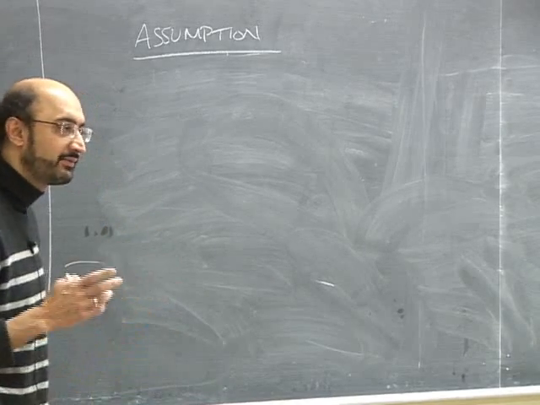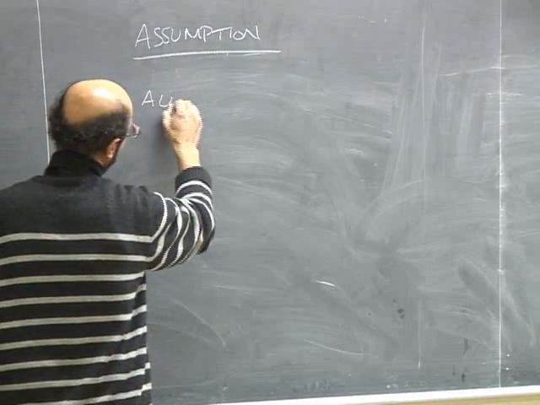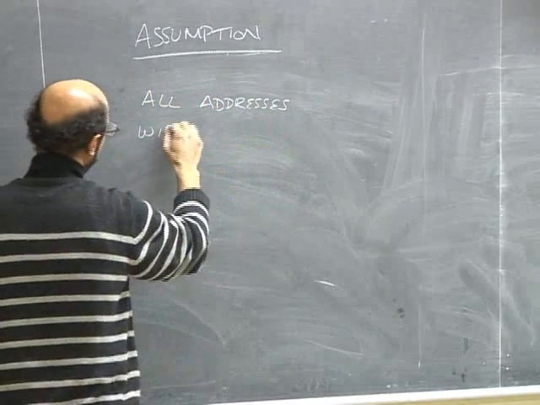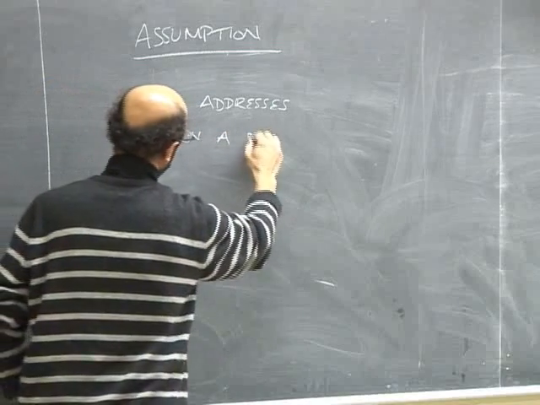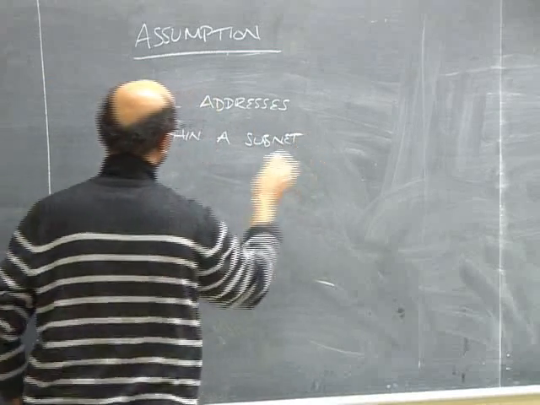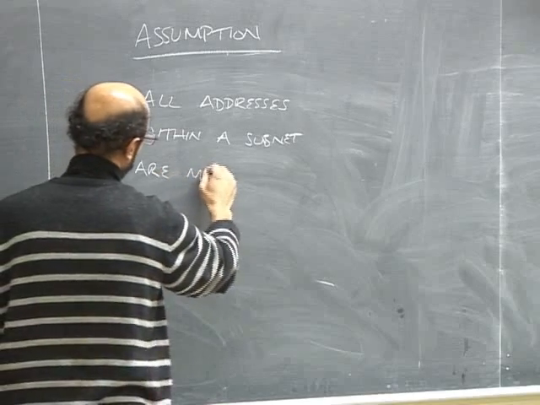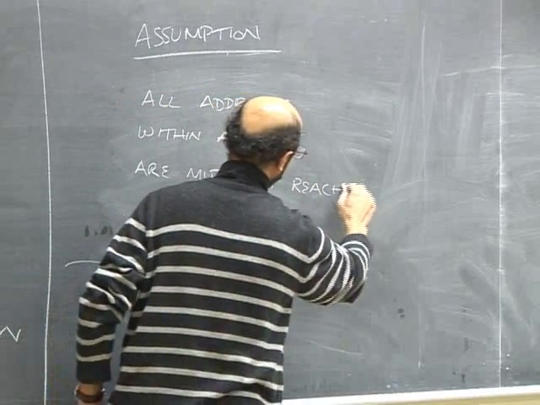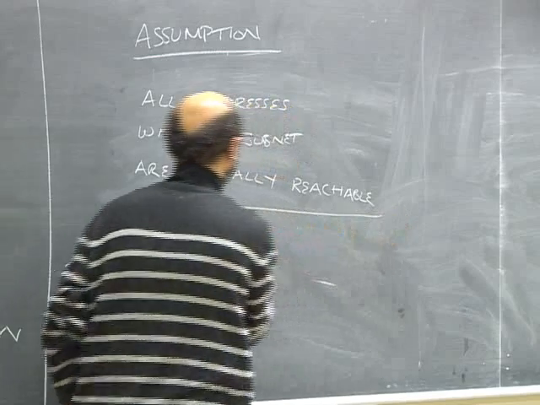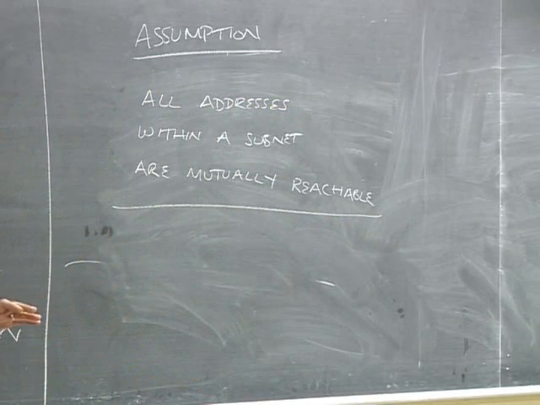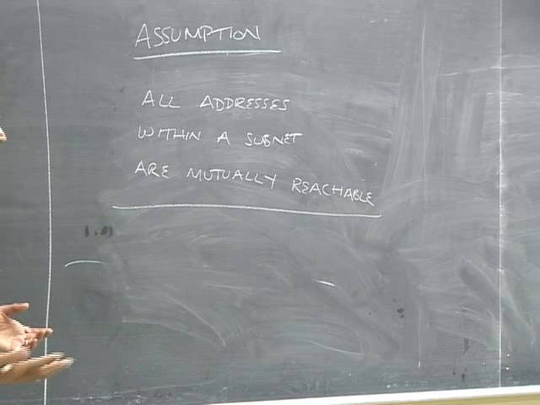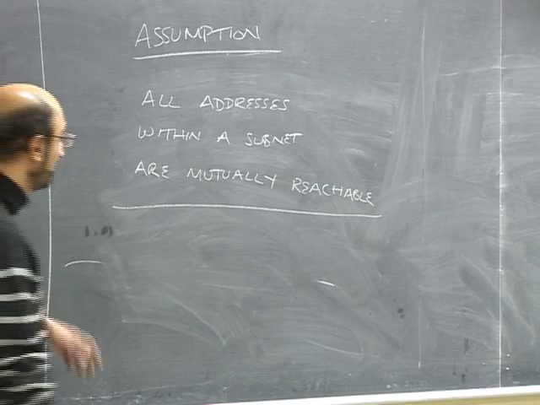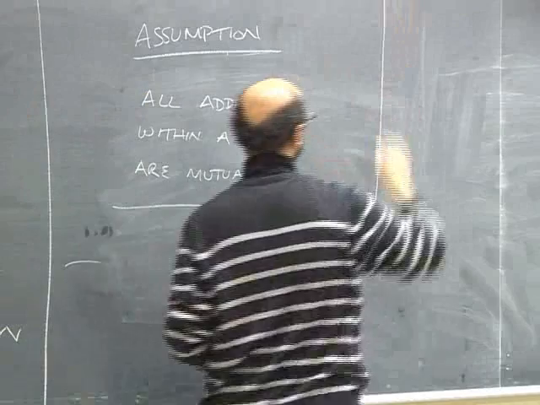I'm going to make an assumption. The assumption is that all addresses within a subnet are mutually reachable. It means you can get from anyone to everybody else. I'm going to make this assumption because it is given to me by what's called the link layer, which you're going to study later. So the link layer guarantees to me that all addresses within a subnet are mutually reachable. I'm going to assume it now and take out the assumption later.